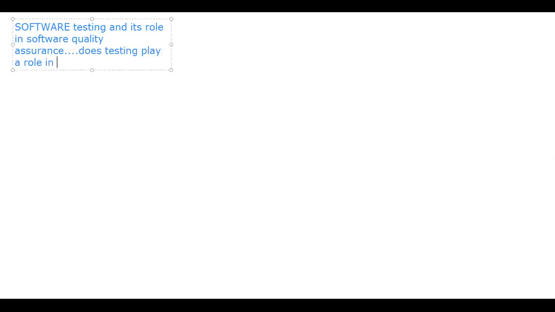So today we are looking at testing and validation. I believe about the ISO 9000, 9001, ISO 9000. We shall just review a bit of those standards. But the foremost thing which I want us to be looking at today is about testing. And this is in relation to software testing and its role in software quality assurance. The question we want to ask ourselves: does testing play a role in quality assurance? That's the main question we want to ask ourselves today.